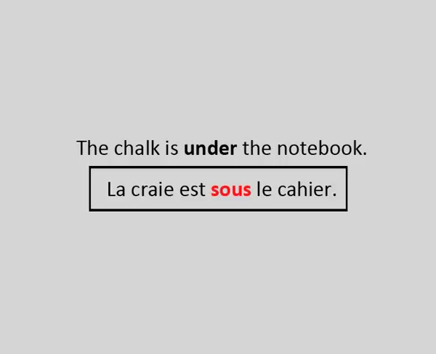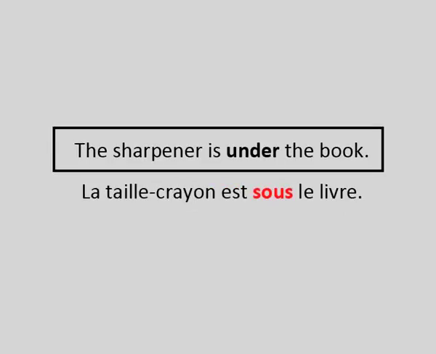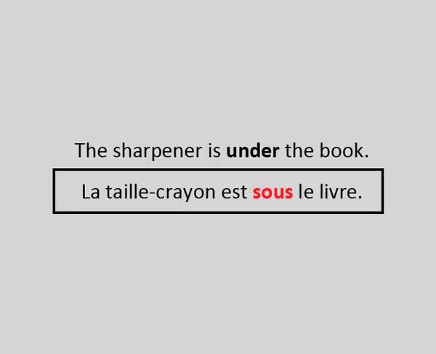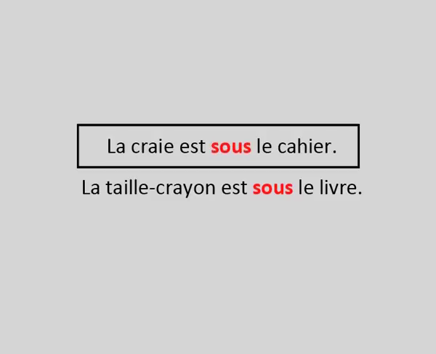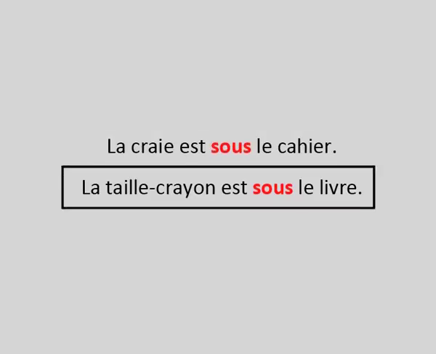Now let's look at another example. The sharpener is under the book. The French equivalent of this sentence is le taille-crayon est sous le livre. I'll again read the two French sentences. La craie est sous le cahier. Le taille-crayon est sous le livre.